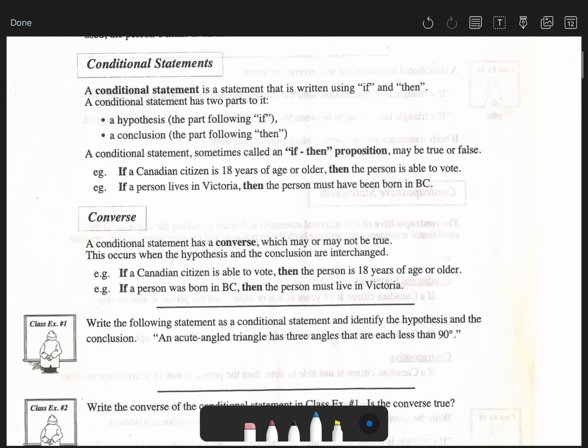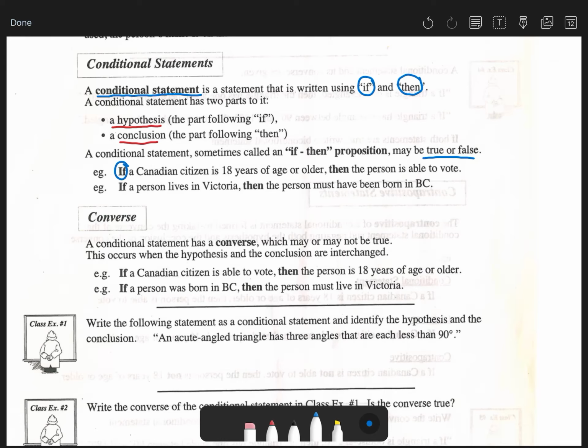The first thing we take a look at today is an important term called conditional statements. A conditional statement is a statement that is written using two words, if and then. There are two parts to it: the hypothesis, the part that follows the if, and a conclusion, the part that comes after the then. Sometimes they call it an if-then proposition. It may be true or false. It doesn't necessarily have to be true.